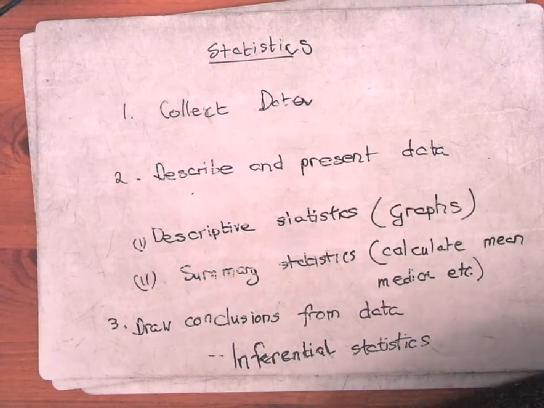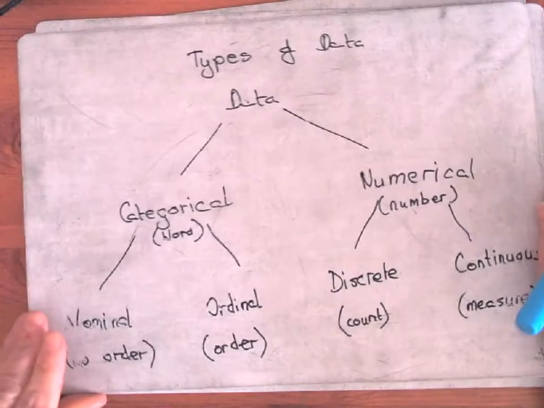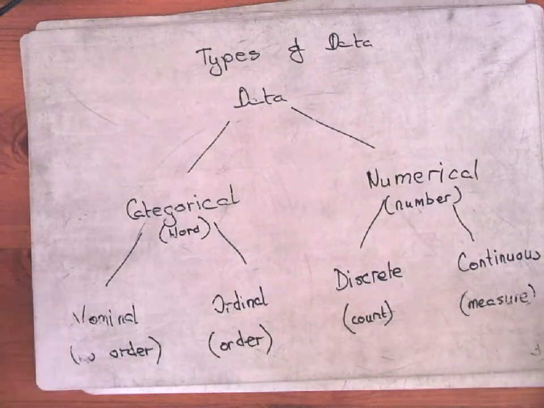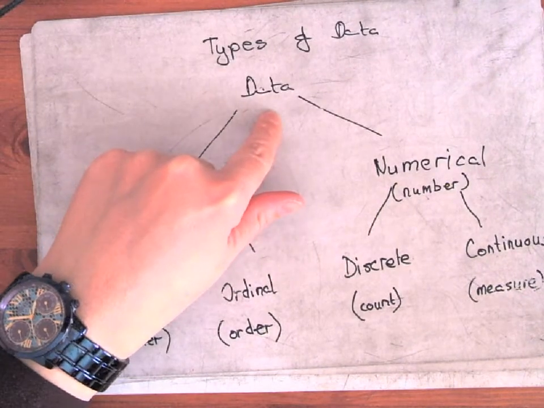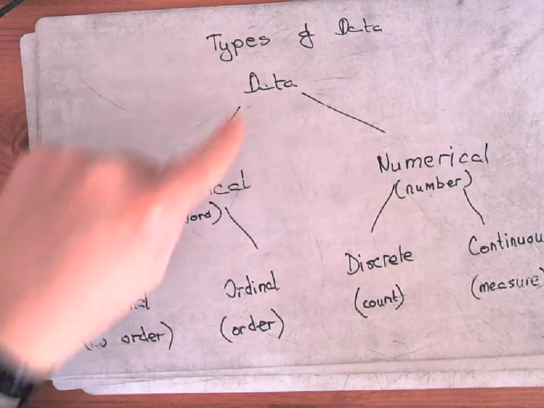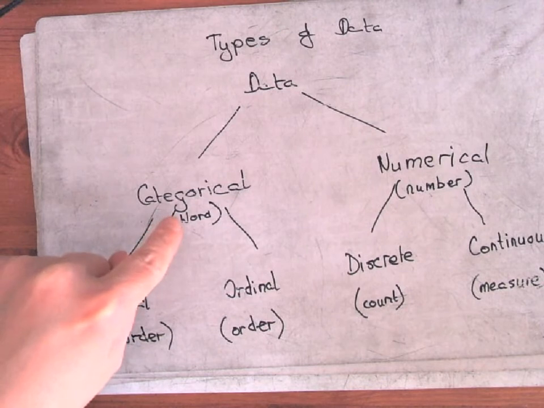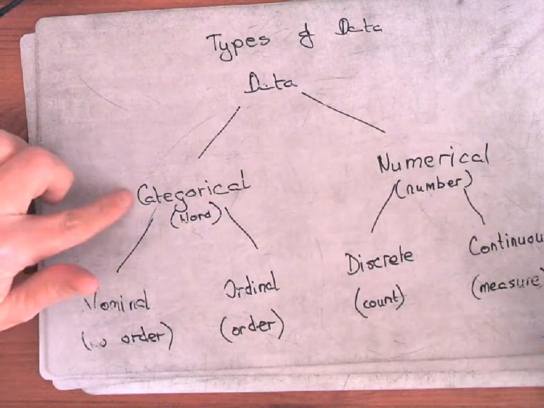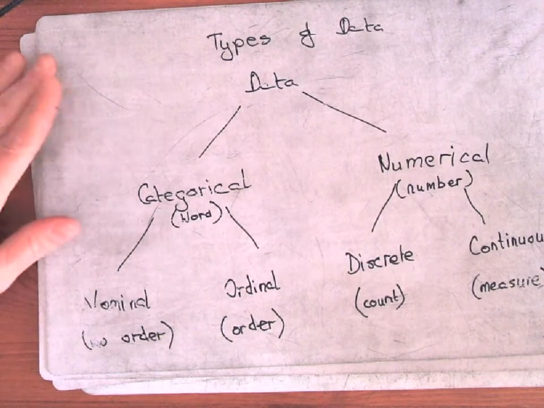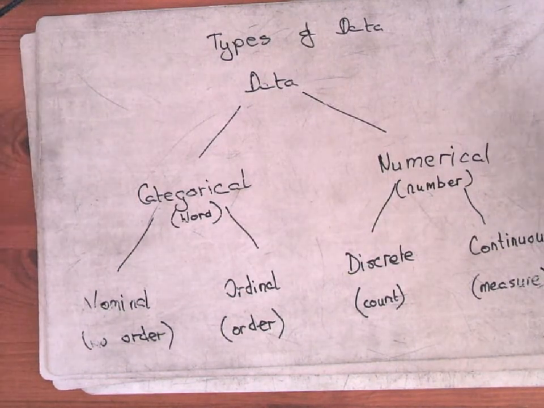The next thing we have is types of data. This is all revision now, but just to remind you. When you collect your data, when you ask a question, the answer is either going to be a word or a number. If it's a word, we call it categorical. If it's a number, we call it numerical. For example, what colour hair have you? It's categorical. How many brothers do you have is numerical.